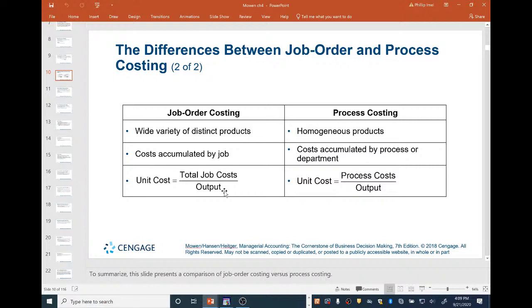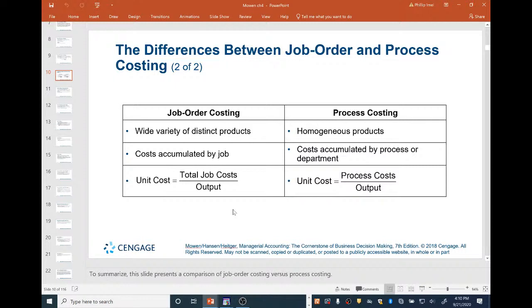So we just take the total job cost, divide it by the output, and that'll give us whatever the unit cost is. For process costing, once again, they're homogeneous products, meaning they're similar or alike, like we said before, like petroleum or cement, something of that nature. In this case, remember, costs accumulate by the process or by the department as opposed to the individual unit. And the unit cost is the process cost over output. So we can say they're a lot alike. It's just one's individual, one's for the whole process. So the only difference in the formula for unit cost is the process cost over total output versus the total job cost over output, which makes sense, right?